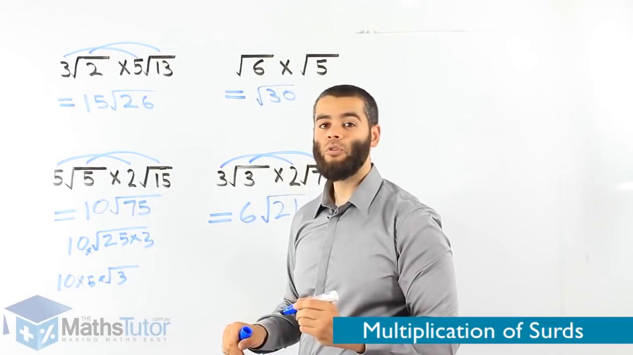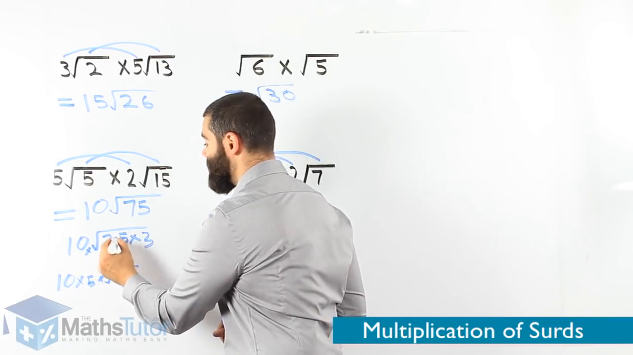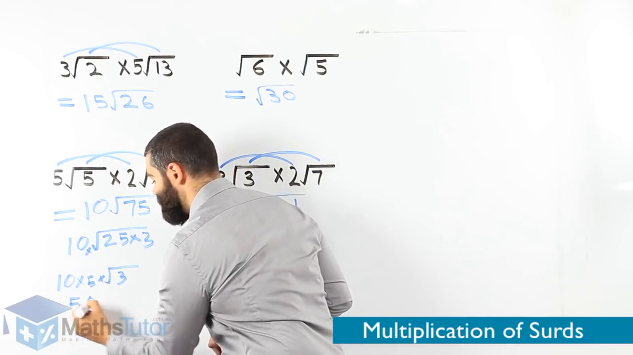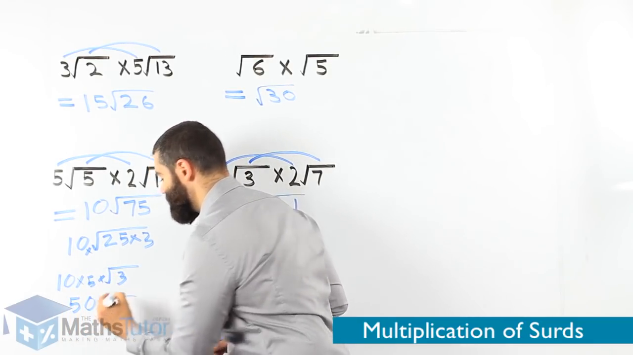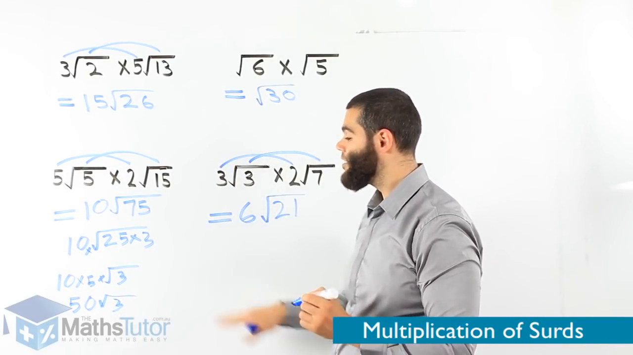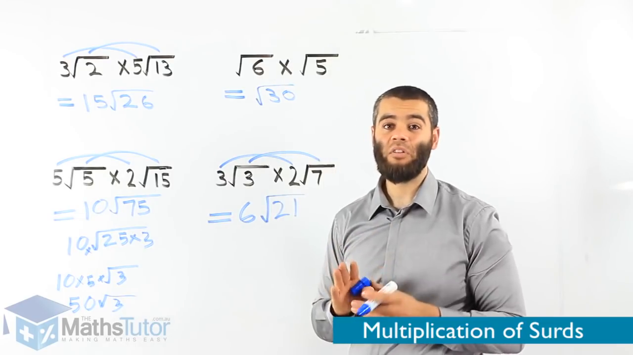So I'm breaking it down for you here. The 25 square roots becomes a 5. 5 times 10, 50 root 3. That's our answer. 50 root 3 is our final answer. Make sure that we always ask, can we simplify?